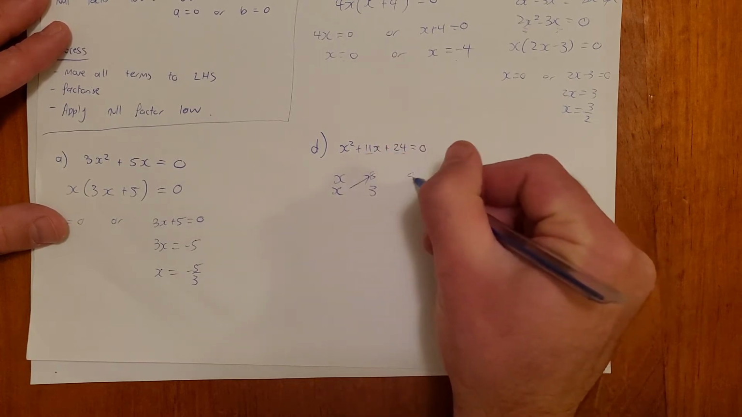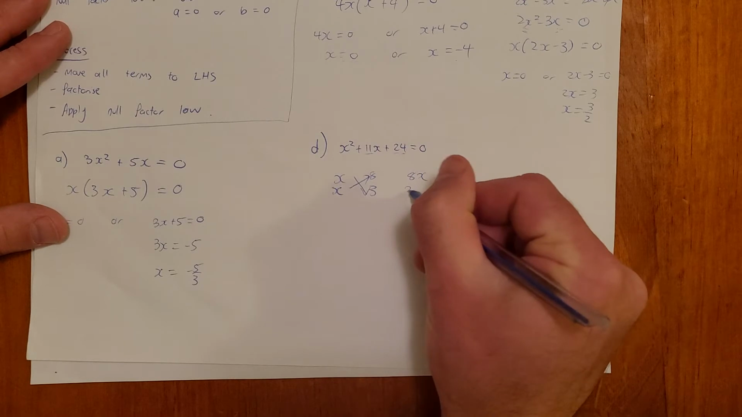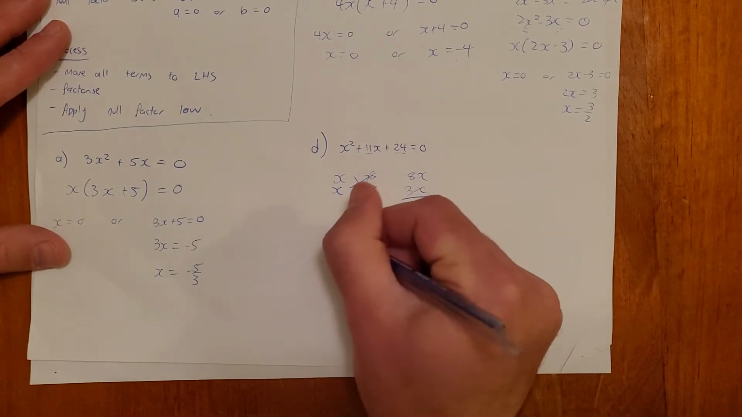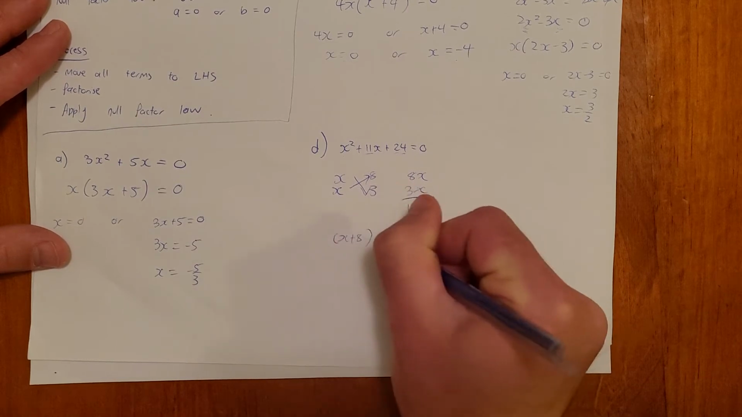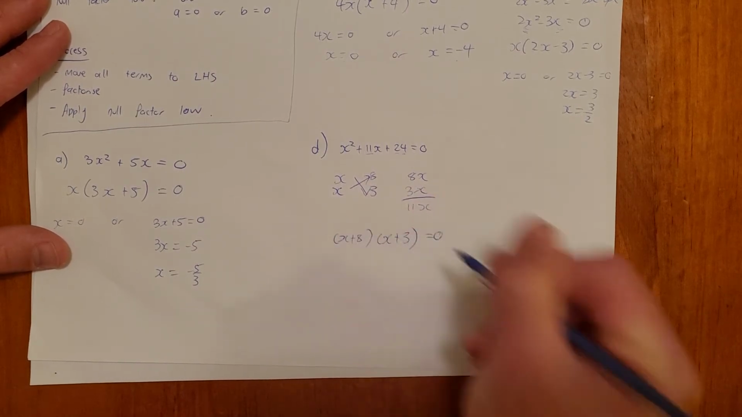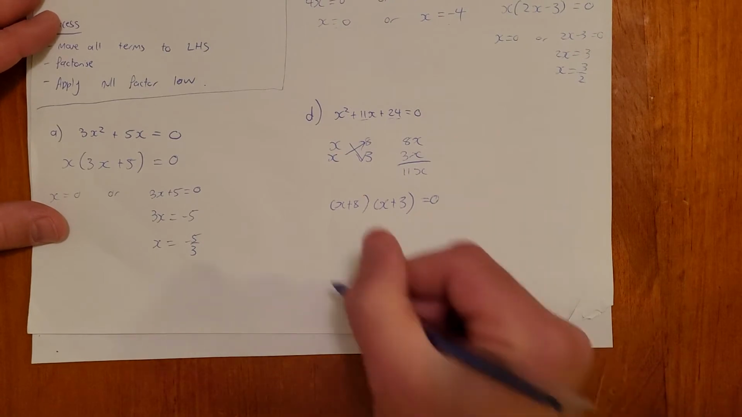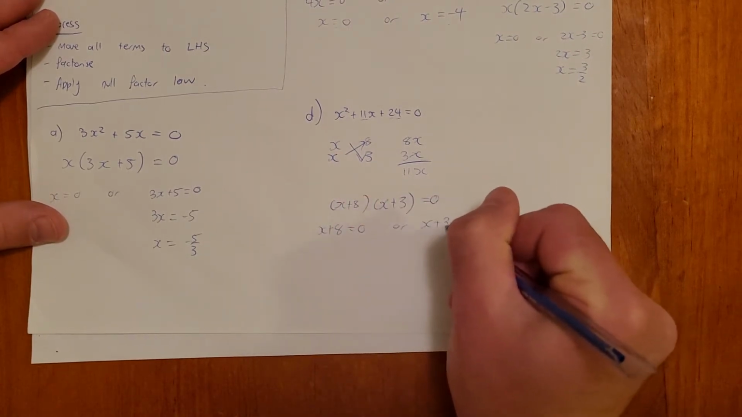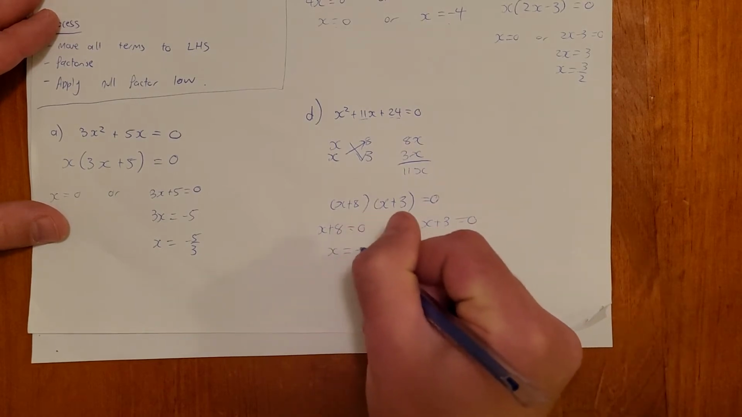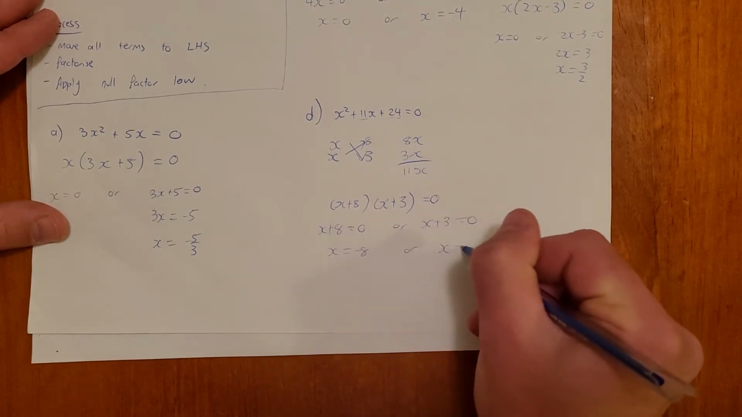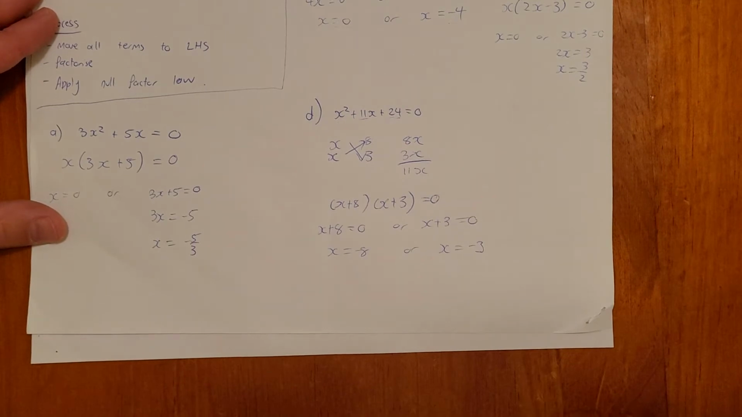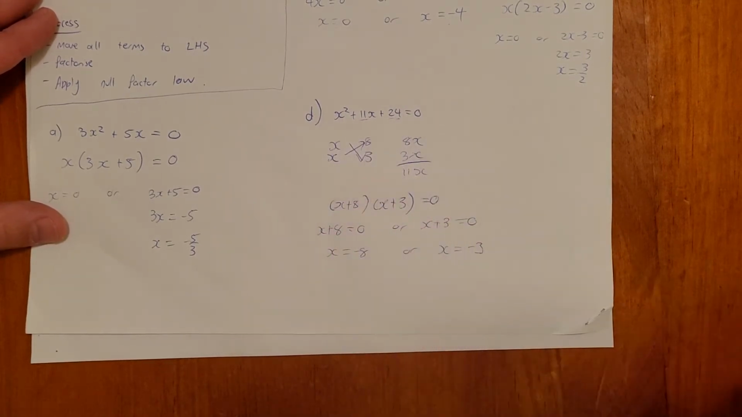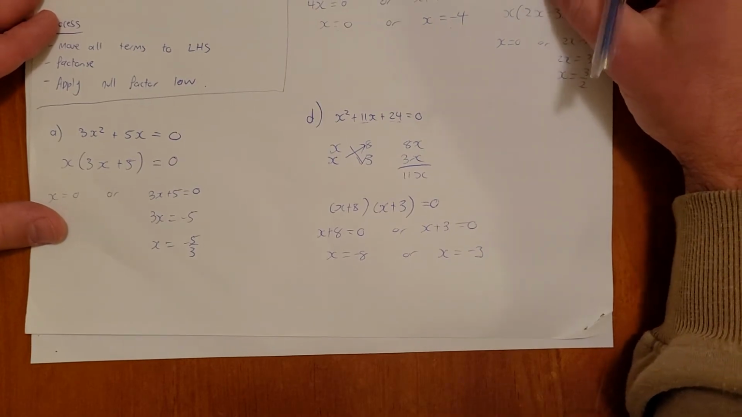Okay, we can see that 8x plus 3x gives us 11x. So our solution then is (x + 8)(x + 3) = 0. And then we'll apply the null factor law. Either x + 8 = 0 or x + 3 = 0. This gives us the solution x is -8, and this gives us the solution x is -3. There are two solutions that make this statement true, that make the left side equal the right side.